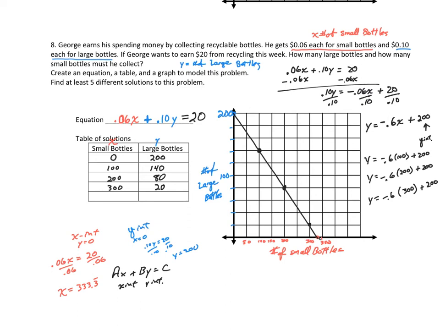Now it says find at least 5 different solutions to this problem. We have 4 of them. We need whole number values because these are bottles. The recycling center will not take half a bottle. Well, they probably would. They'd probably go on pounds of glass. Maybe. Not in Michigan, though.